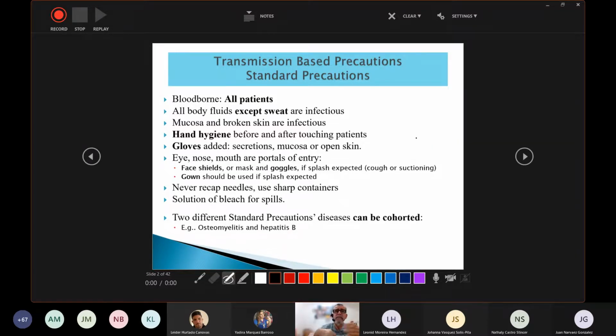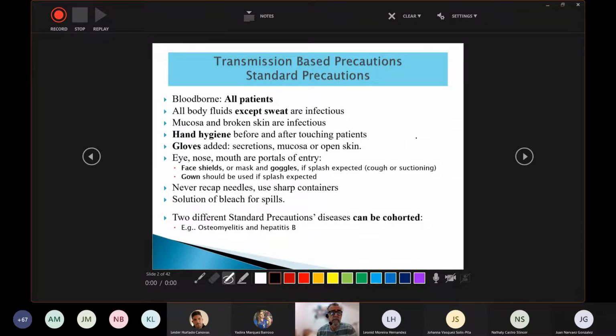Enemas, infusion in a nasogastric tube could produce a splash. Suctioning of a trach produces a splash. So you need to anticipate situations where you can have a splash. Then you need to protect your clothing, your scrub, because if there is a splash with bacteria and you go to the next room with this dirty scrub, you pass the infection to the next client. And also for a splash, you need to protect your eyes, nose, and mouth. So you need to use a facial shield or a combination of an impervious facial mask and goggles to protect you.